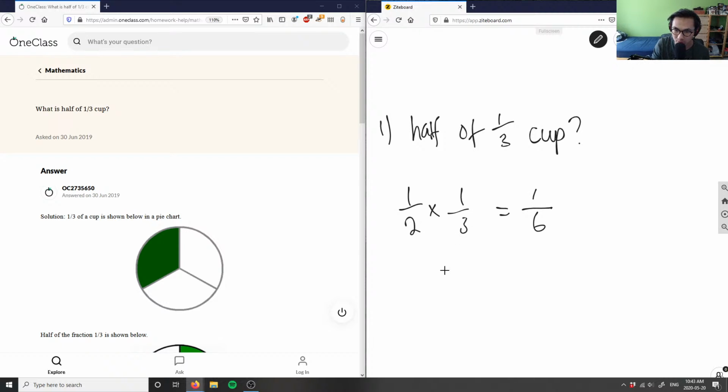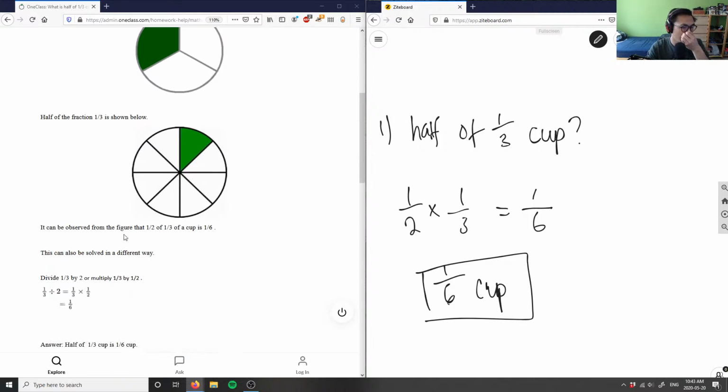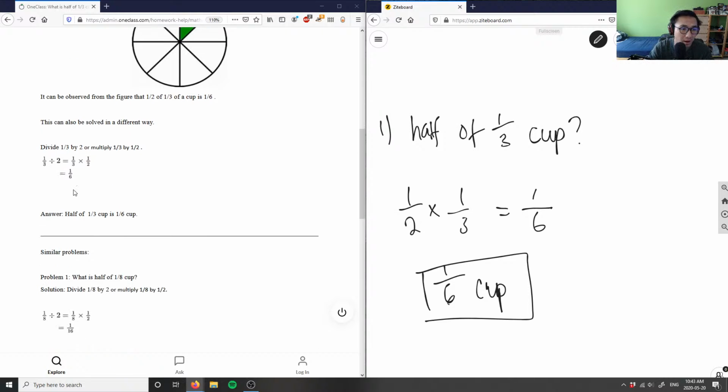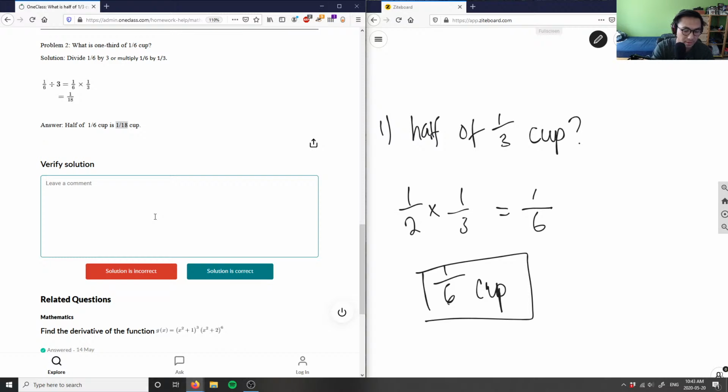So this answer is going to be what's half of 1/3 of a cup? Well, it's simply just 1/6 of a cup here. So the solution is correct. What they're doing is they're dividing by 2 or they're multiplying by half, right? So I thought of this as multiplying by half. So therefore, half of 1/3 cup is equal to 1/6 of a cup. So the solution is correct. Good analysis.